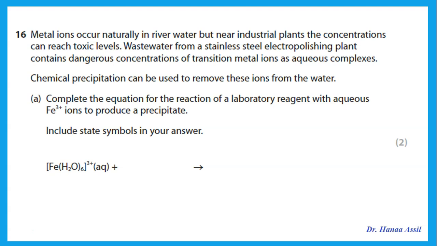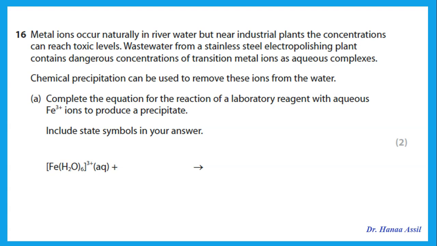Question 16 says, metal ions occur naturally in river water, but near industrial plants, the concentrations can reach toxic levels. Wastewater from a stainless steel electropolishing plant contains dangerous concentrations of transition metal ions as aqueous complexes. Chemical precipitation can be used to remove these ions from the water. Complete the equation for the reaction of a laboratory reagent with aqueous iron(III) ions to produce a precipitate.